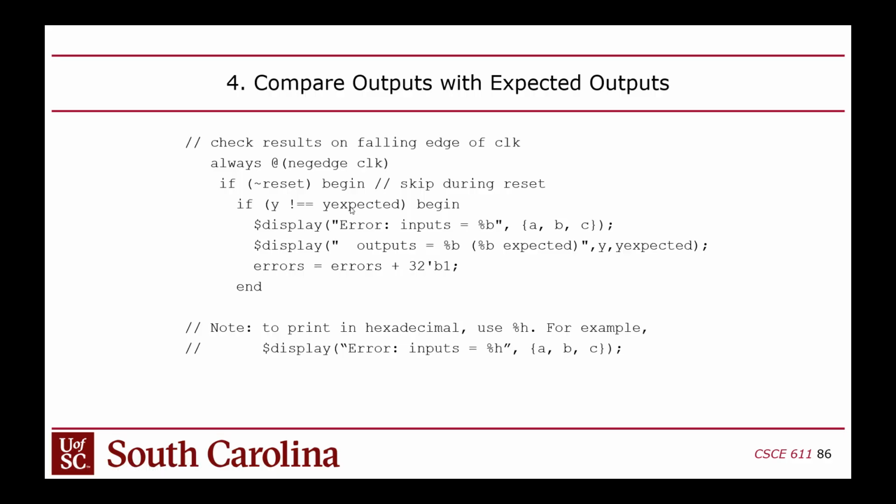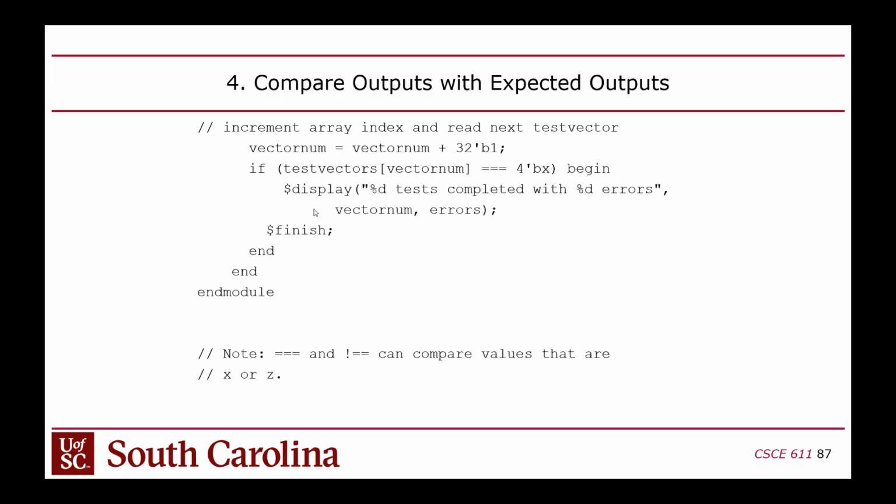I mentioned this, I think, last class. The bang equals is a not equals that is used for test benches only. Because in a bang equals, it will say that z equals z and x equals x, even though you can't really make that comparison in real hardware. So if you're doing synthesizable code, you would say bang equals, not equals, whereas if it's a test bench, it's bang equals. That way you can literally put x's and z's in your test vectors.